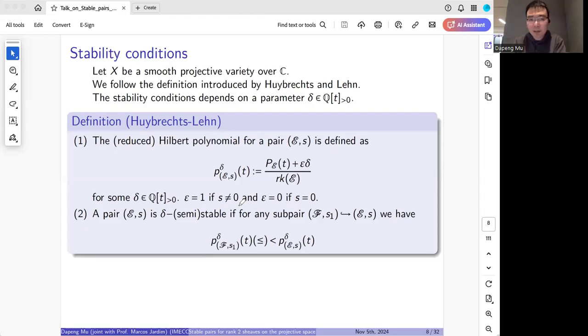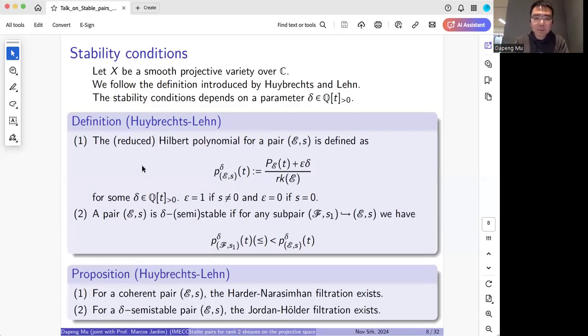We say a pair is semi-stable or stable with respect to some delta if for any subpair the reduced Hilbert polynomial of the subpair is less than or equal to the reduced Hilbert polynomial of the pair E, S. This is very similar to the case of a sheaf.